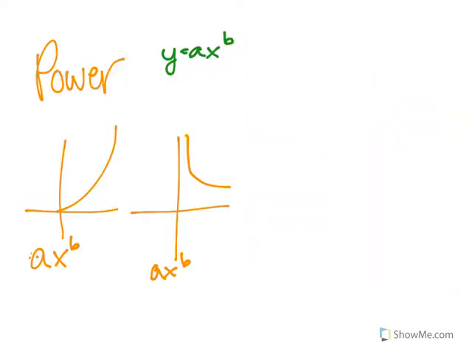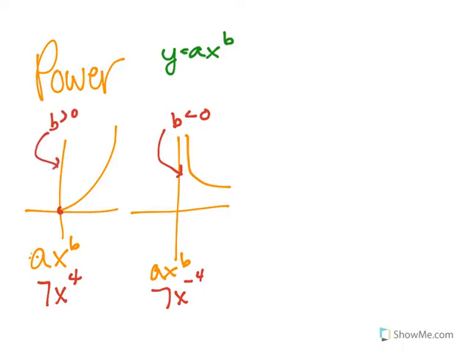The other two are the power functions. Power functions will either touch the origin or they will not touch the y-axis at all. You'll know which ones they are because something like 7x to the 4th will touch the origin, but 7x to the negative 4th will not touch the origin. So if b is less than 0, you get this type of graph. If b is greater than 0, you get this type of graph.